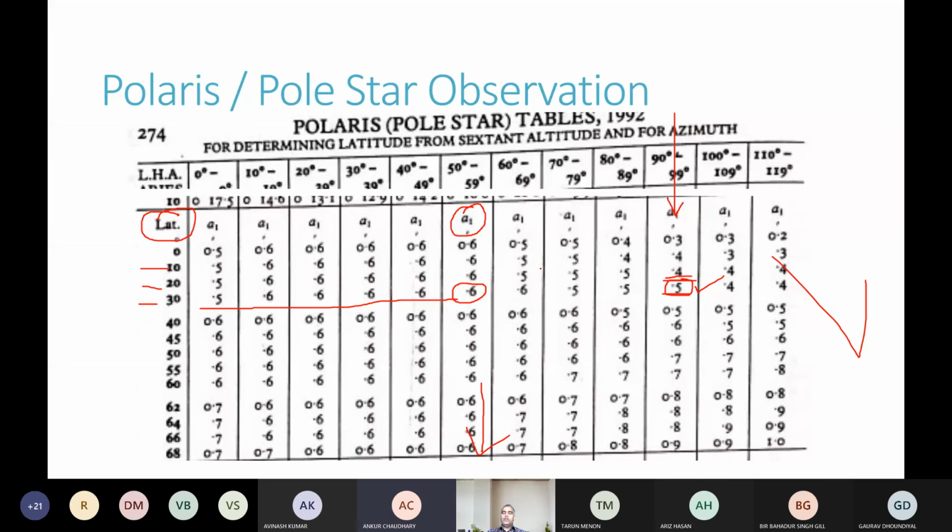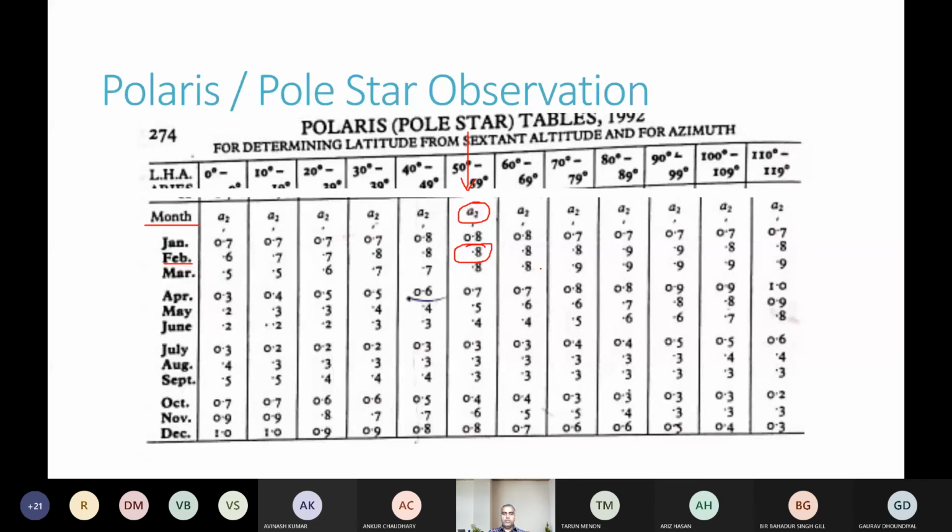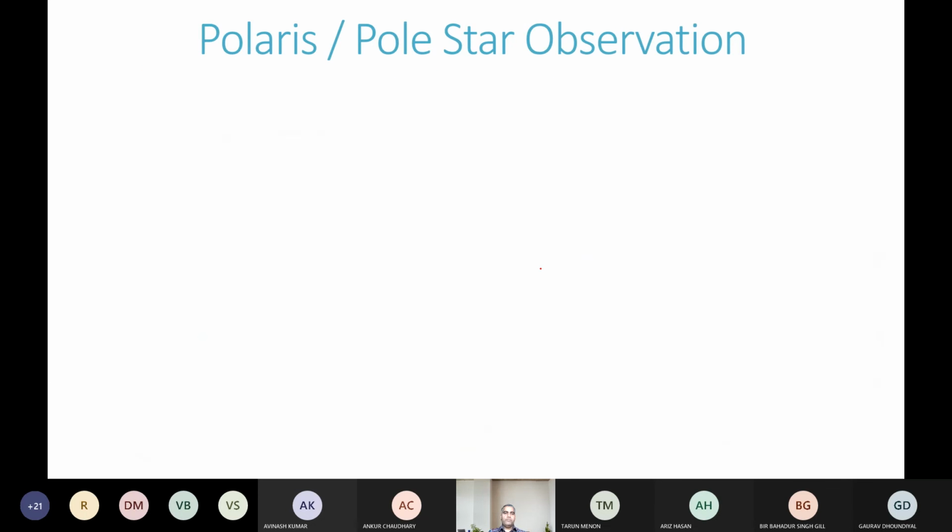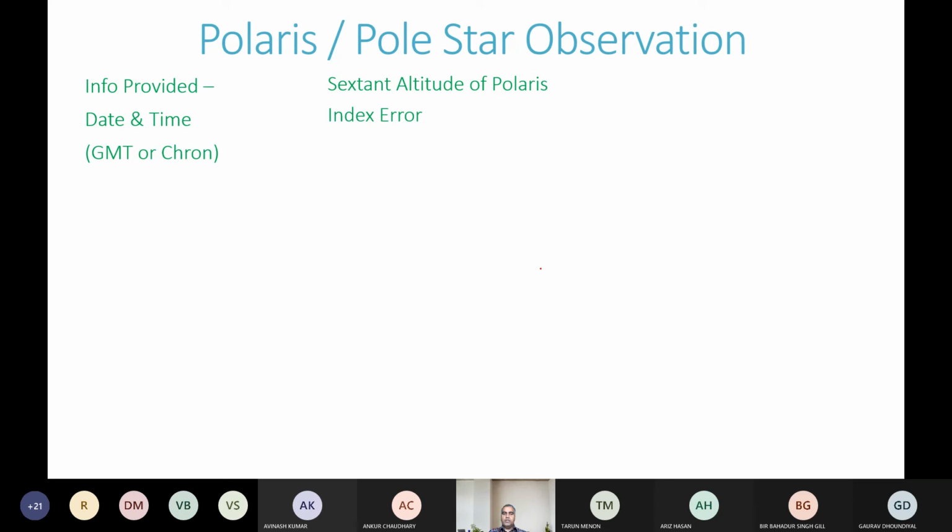ओके. और कोई डाउट आ रहा है बेटा टेबल में, पोलारिस टेबल? Okay, very good. So we have seen the table. Now let's see the Polaris method, how we will do it. We have already discussed it. Let me show you now. The information which will be provided to us is date and time. Either they'll give you GMT or as a rare case chronometer with AM/PM indication. They will give you the sextant altitude of pole star or Polaris. They'll give you the index error and height of eye, and they will give you the DR position also.